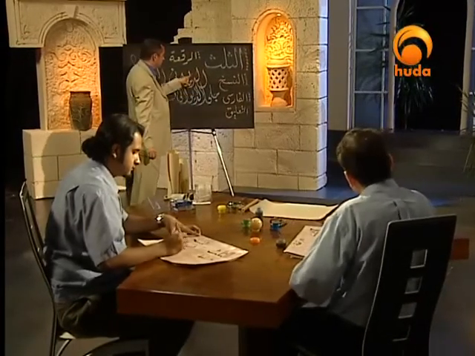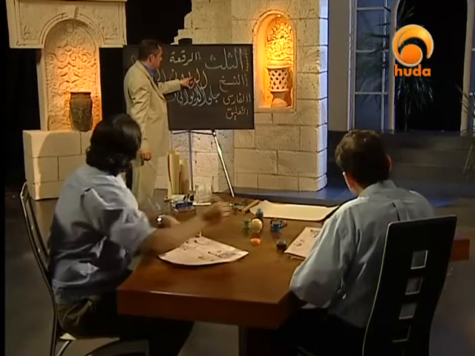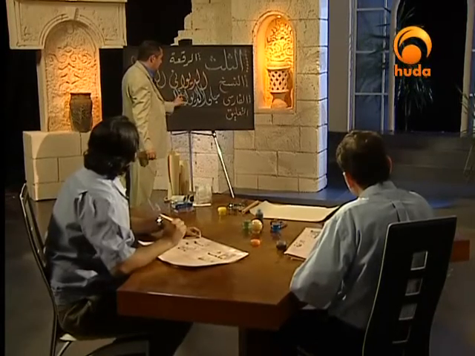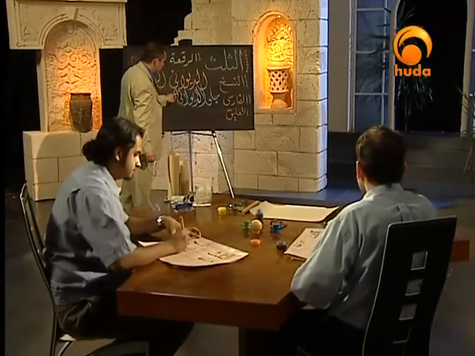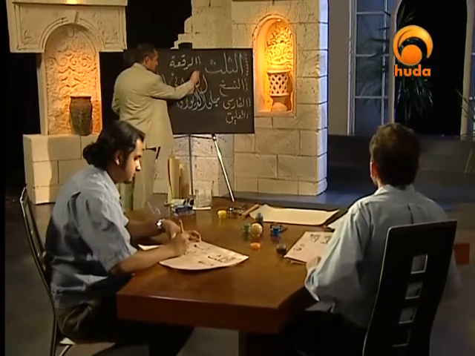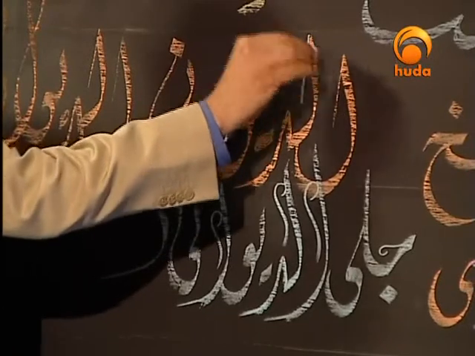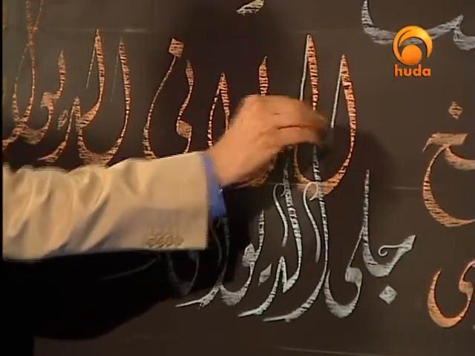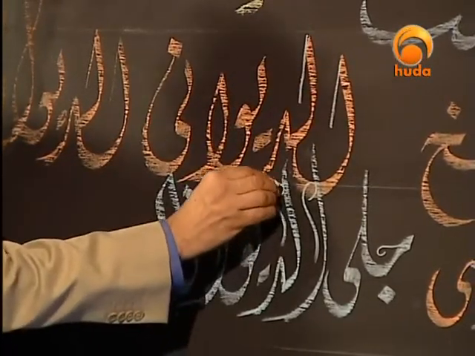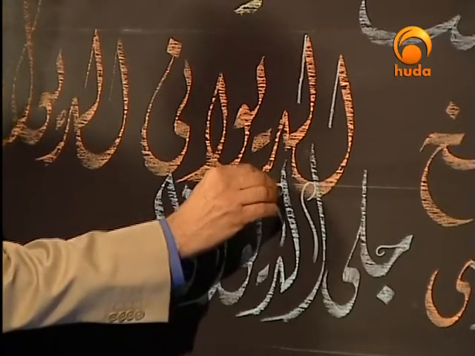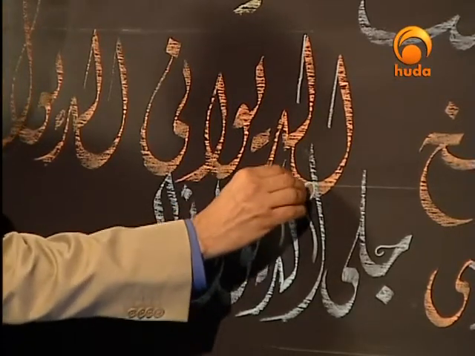Jali Diwani is close to Al Diwani, and most of the letters are taken from the Al Diwani style, except some in Alif or Lam. We have to make this thin hand, and also here. But here we have to do this decorative hand like this, and here also like this.